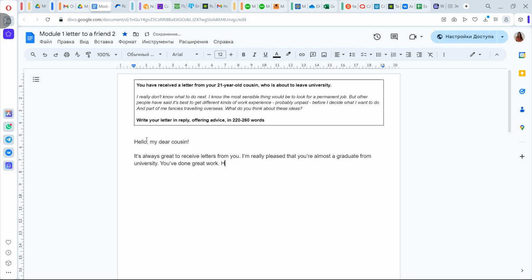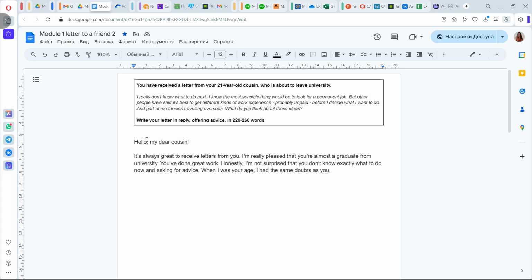"I'm really pleased that you are almost a graduate from university. You've done great work. Honestly, I'm not surprised that you don't know exactly what to do now and are asking for advice. When I was your age, I had the same doubts as you." So, in this paragraph, we show the topic we are going to write about.